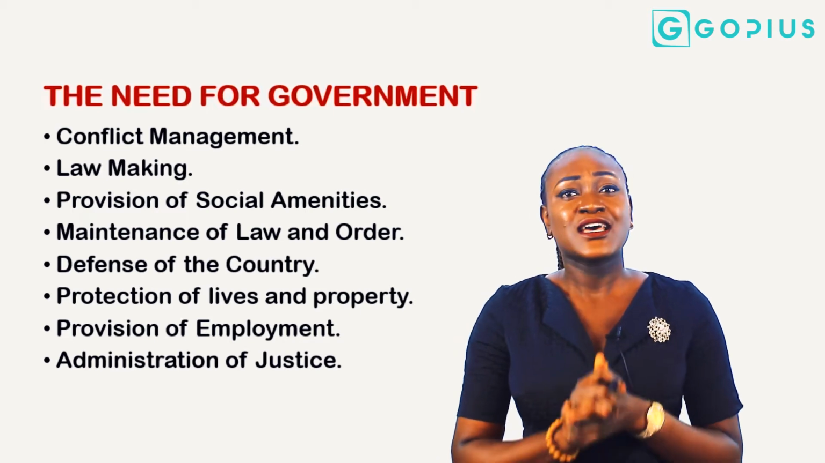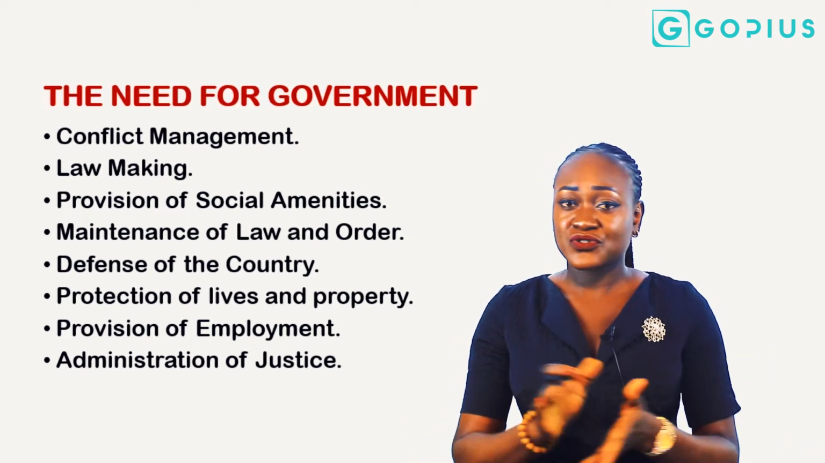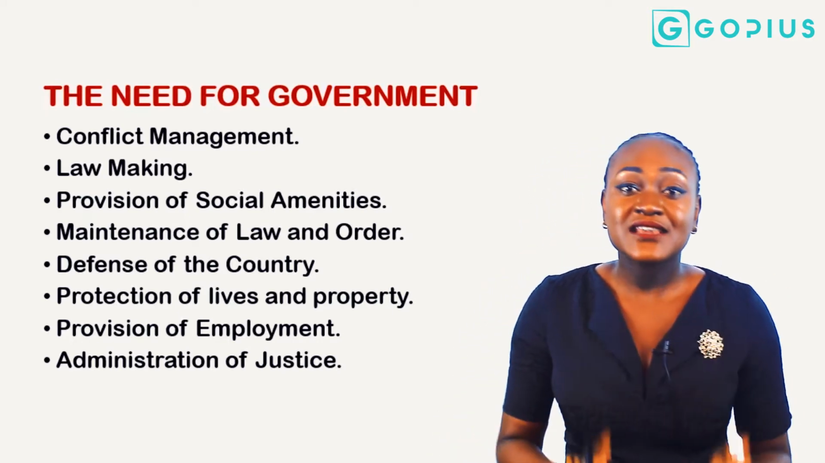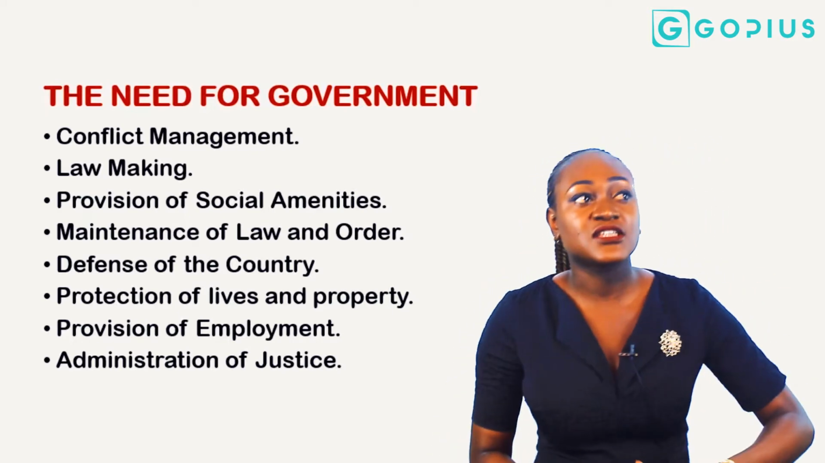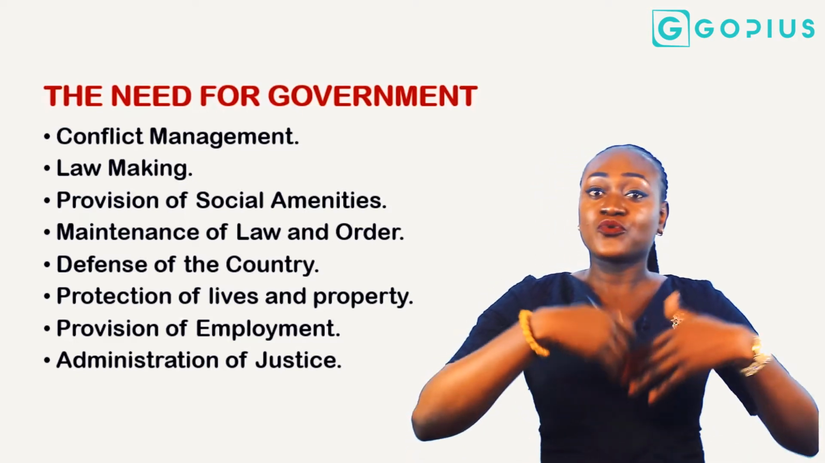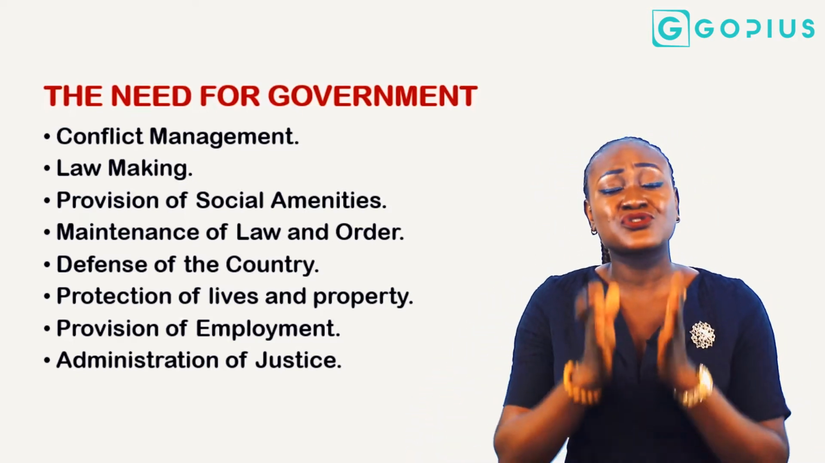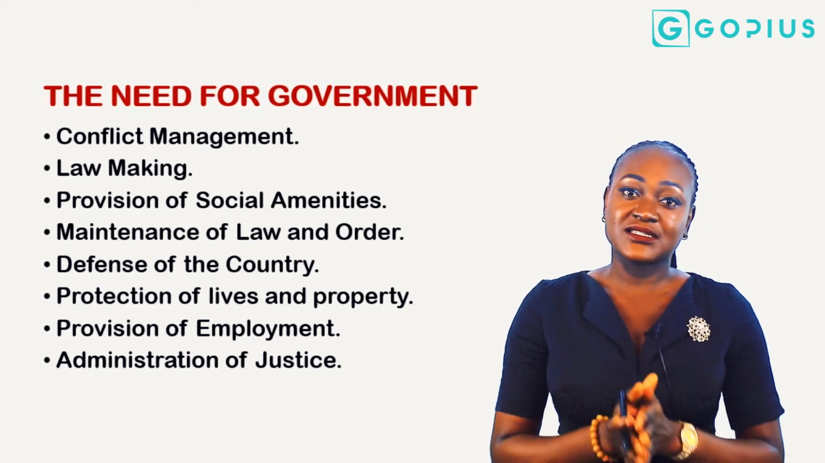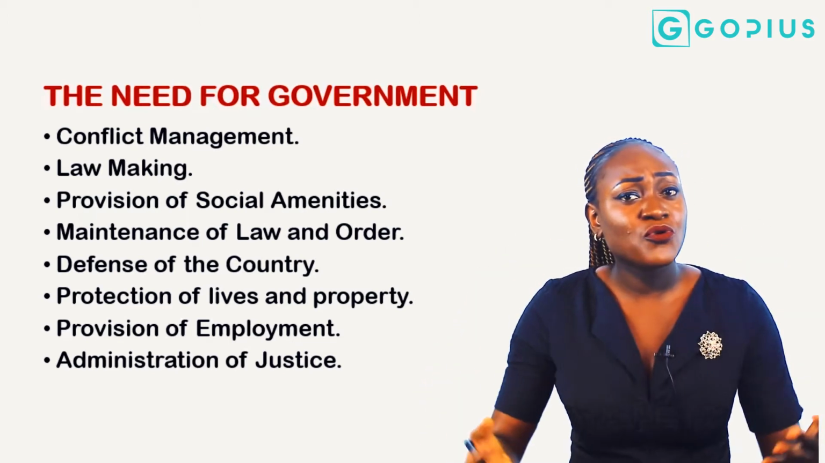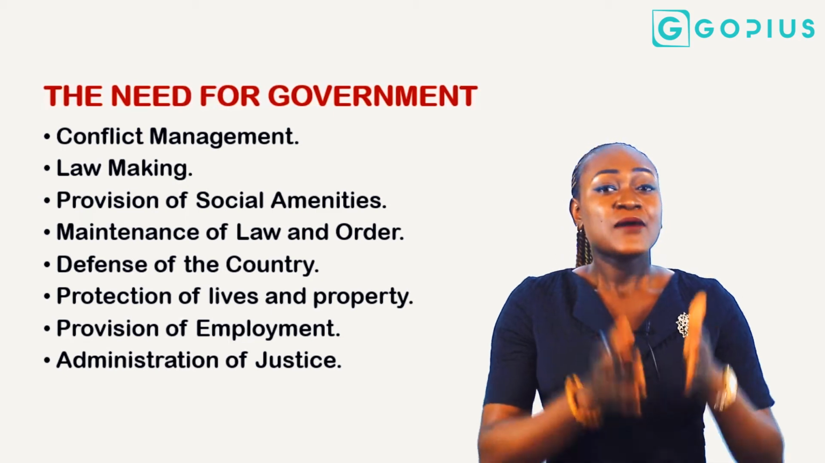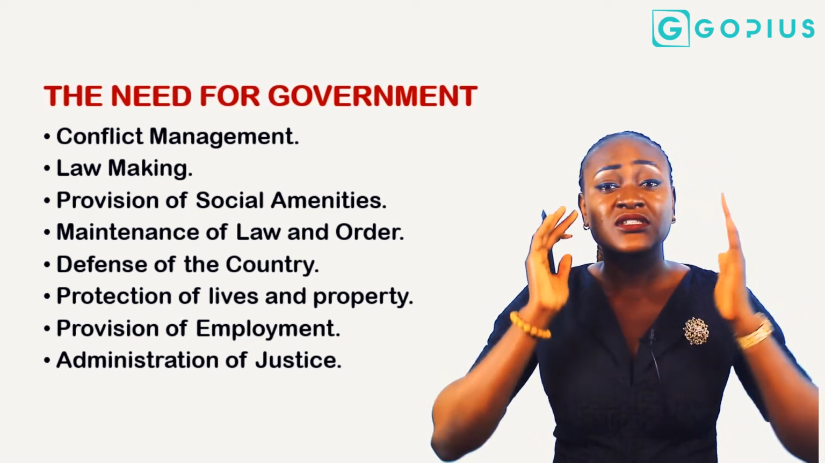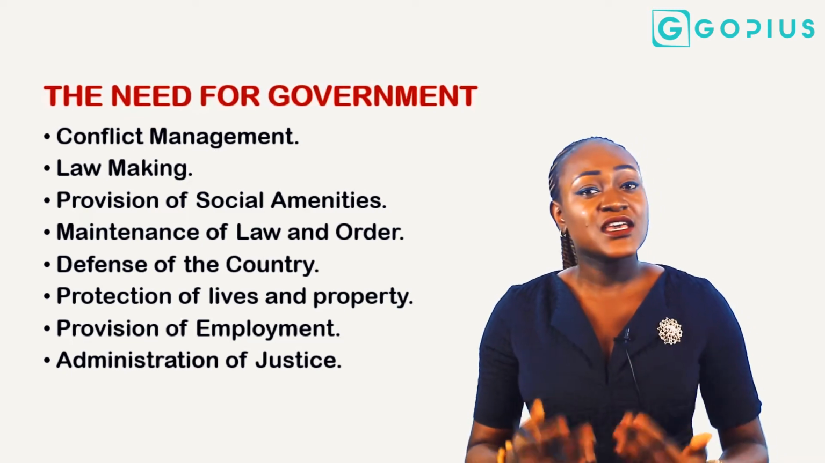That's why you need the government. Provision of social amenities. Now, one person by himself cannot possibly give us good roads, potable water, electricity, and so many social amenities that we need for human existence. And so these people who we call government make sure, through several means, they try all they can just to make sure that we are comfortable.